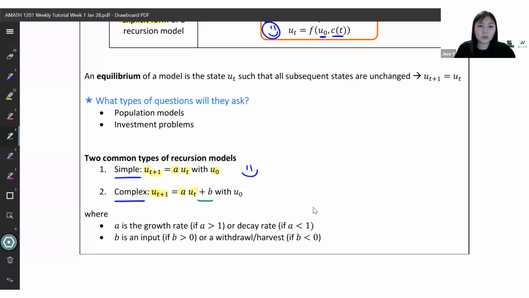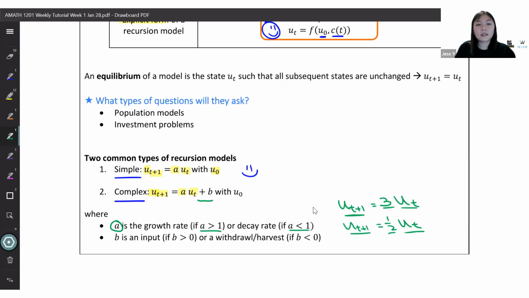Just real quick definitions here. When you have recursion models like this, a is either the growth rate or the decay rate. If a is bigger than 1, then it's growth. Think about it this way. If I have u t plus 1 equals, think of a number bigger than 1, for example, 3, u sub t. That means that the next term is going to be 3 times the current term. So it's growing, right? But if all of a sudden I change my a value to a number less than 1, for example, 1/2, then the next term is a half of the current term. So it's decaying, it's dropping. That's why if a is bigger than 1, it's growth. If a is less than 1, it's a decay, okay?